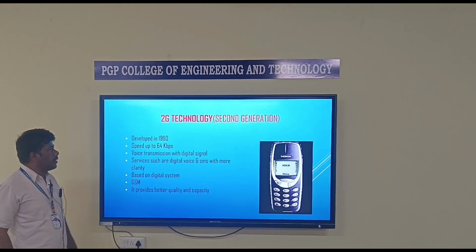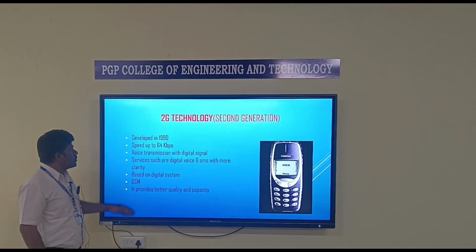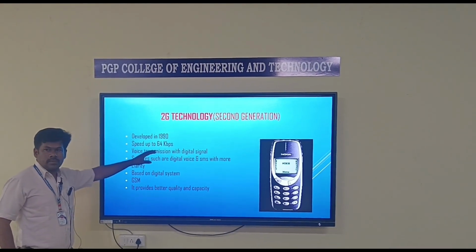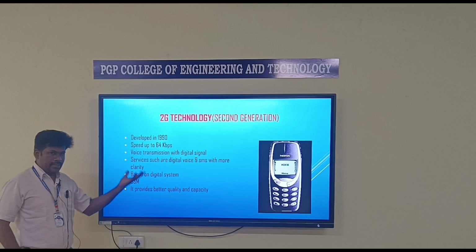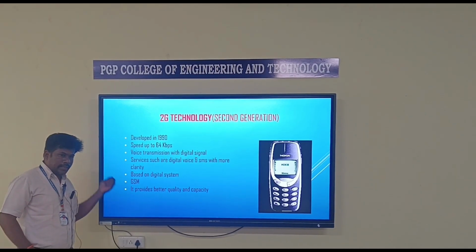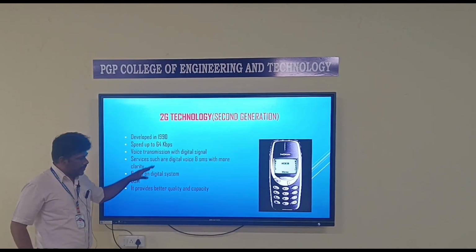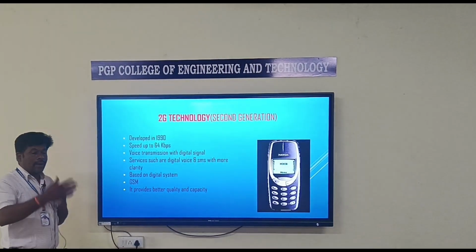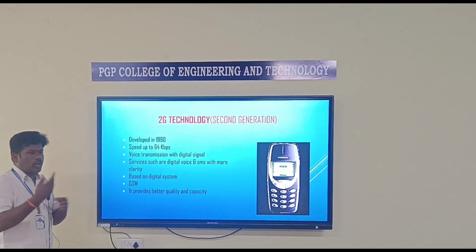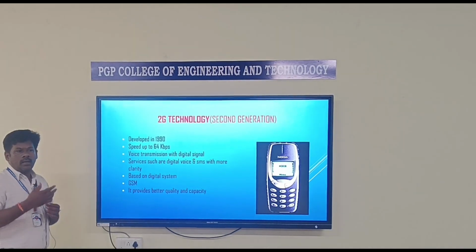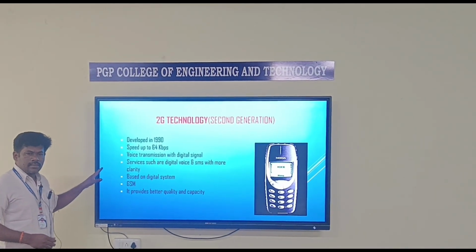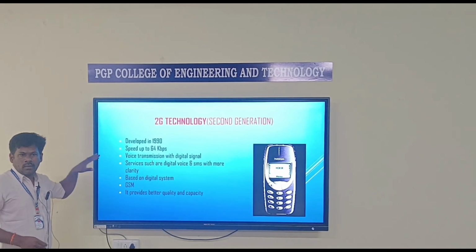Whereas in 2G technology, the second generation, it was developed in 1990, with speeds up to 64 kilobits per second. The internet speed increased and voice quality also increased. The device size was reduced. With the upgradation of each and every generation, the size is reduced and the voice quality improved. The drawbacks of the previous generation are upgraded and improved.